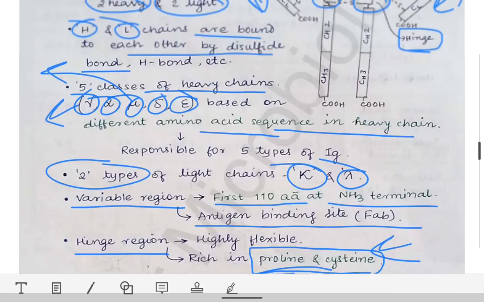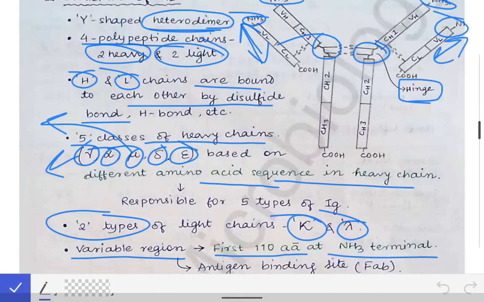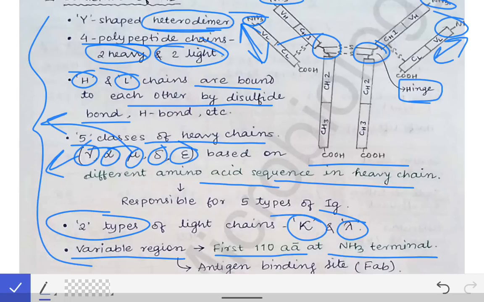So this is, in short, all about the antibodies. If anytime it comes in your exam to write a short note on any antibody, then you must make the diagram and then describe everything in short. These all things should be described in short.